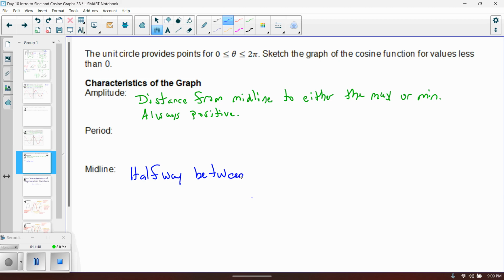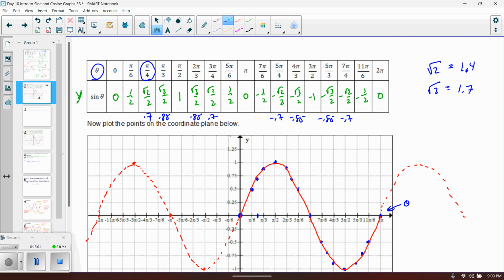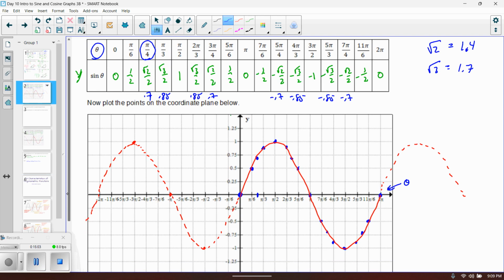So we'll say it is halfway between the max and the min. If we go back real quick and look at the sine curve, it is pretty easy to see that the maximum is right up here at the top, that's 1. The minimum is right down here at the bottom, that's -1. The halfway in between is going to be 0. Right, halfway in between 1 and -1 is 0. So this is actually the midline.